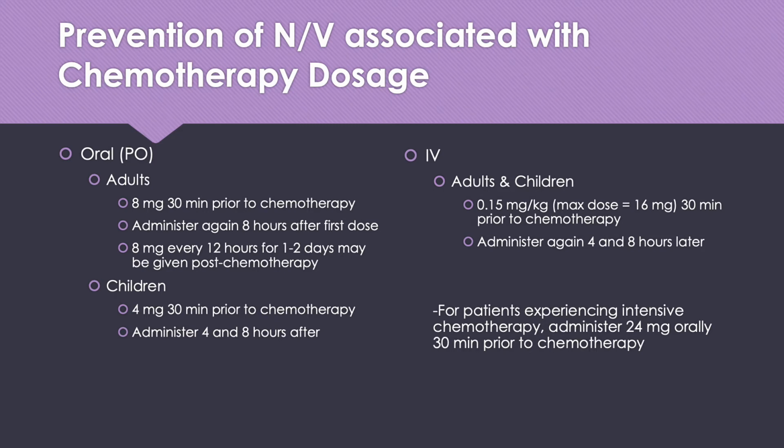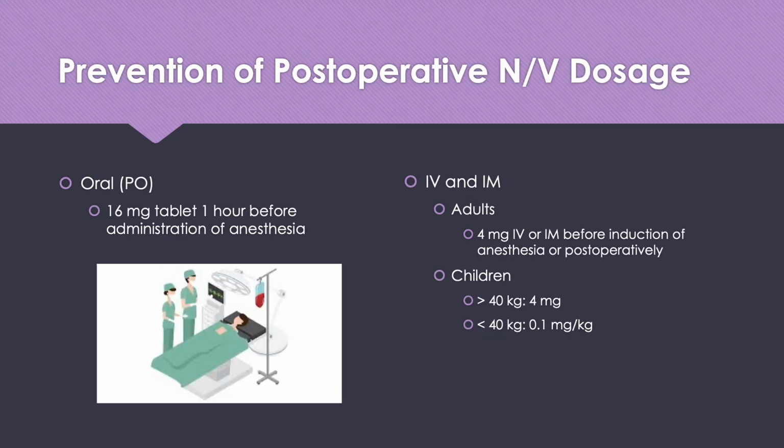symptoms persist post-chemotherapy. Children receive half the dosage before therapy, and it is repeated 4 and 8 hours after. IV infusion is 0.15 milligrams per kilogram before therapy, with repeating doses 4 and 8 hours after the first. The maximum single dose is 16 milligrams through IV. And for patients experiencing intensive chemotherapy, they can get a higher dose of 24 milligrams orally 30 minutes prior to chemotherapy. So for the prevention of postoperative nausea and vomiting, the dosage again depends on the route.